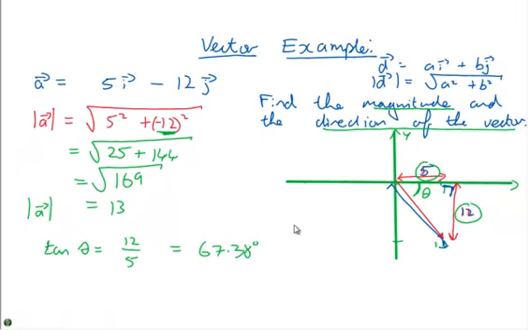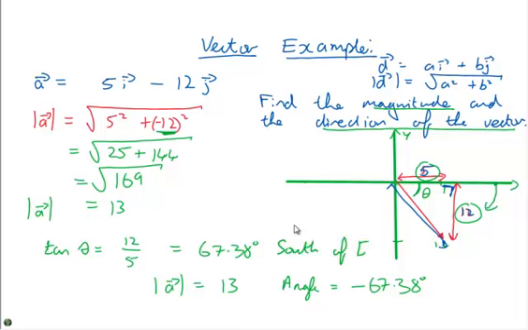Now notice that the angle is below the x-axis there. So if we were to write it properly, because it's below the x-axis, it would be a negative angle. So our answer is actually the magnitude of A is equal to 13, and the angle is equal to minus 67.38 degrees. You could also say 67.38 degrees south of east. So it's south of the east direction, and that's it.